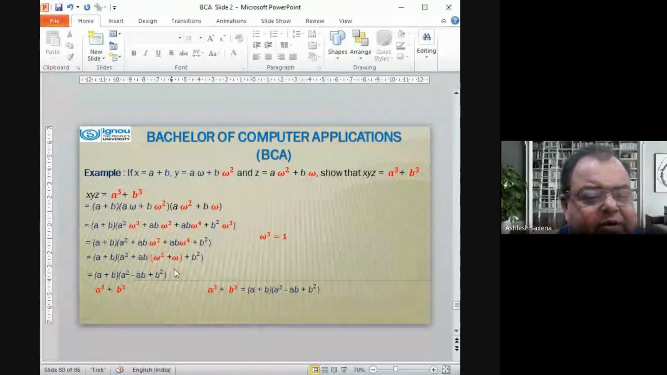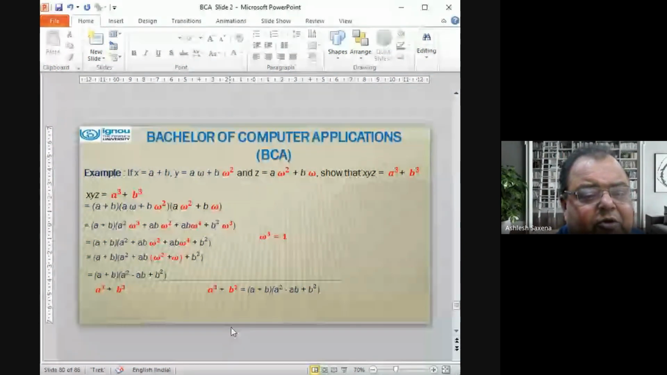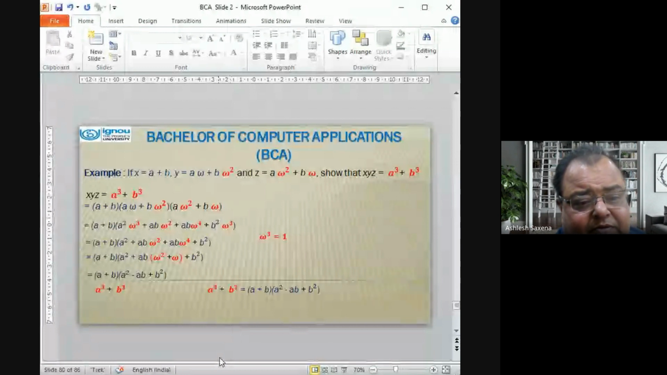And this is your standard formula: a cube plus b cube is equal to (a plus b) into (a square minus ab plus b square).